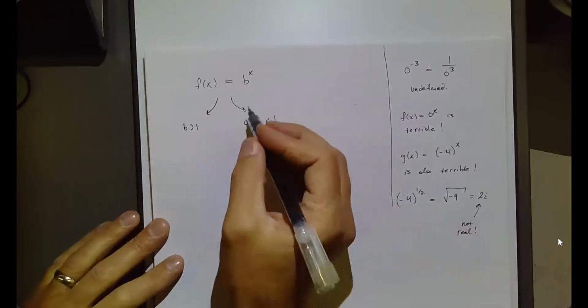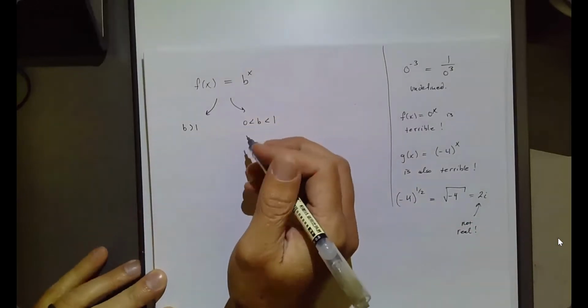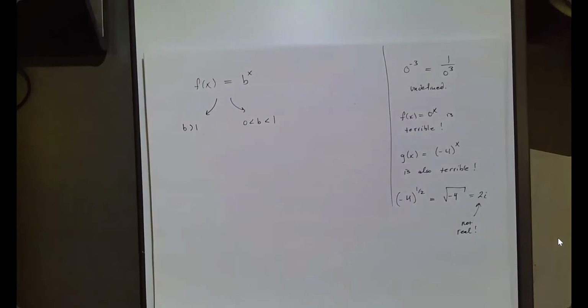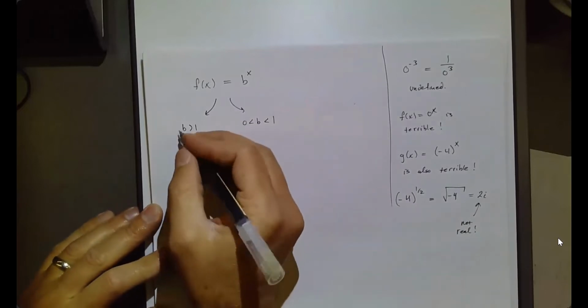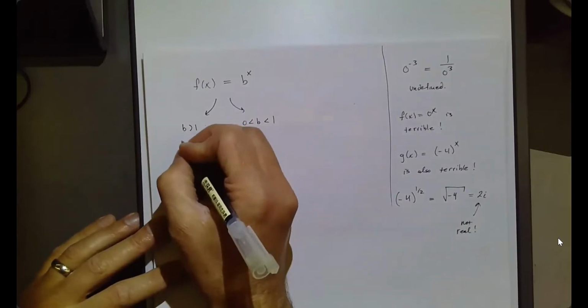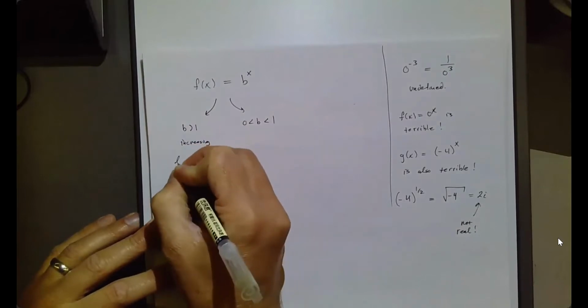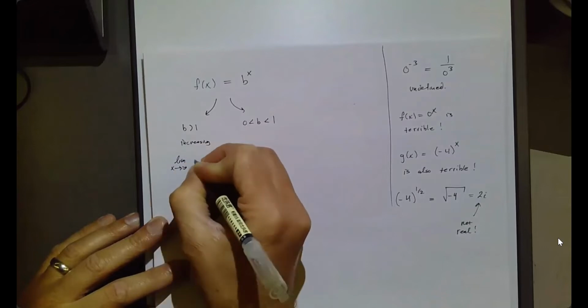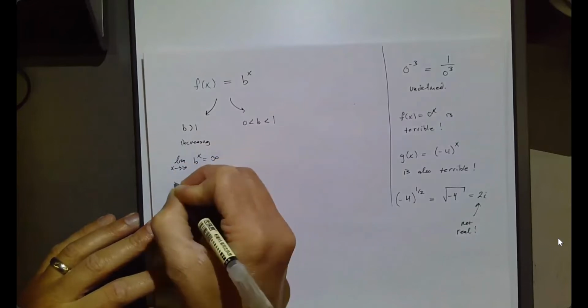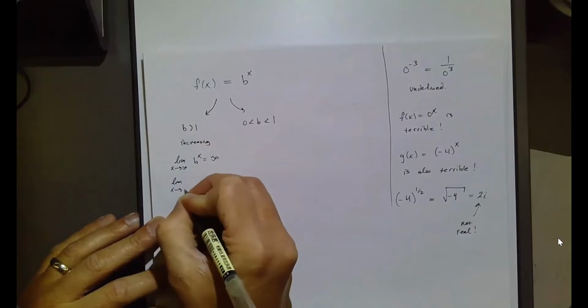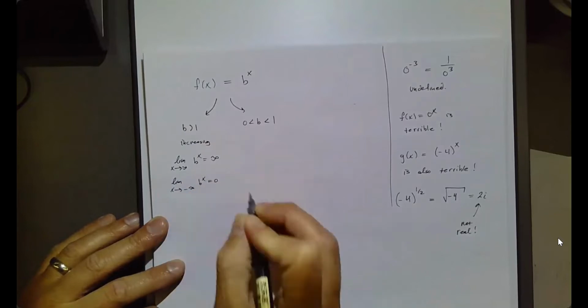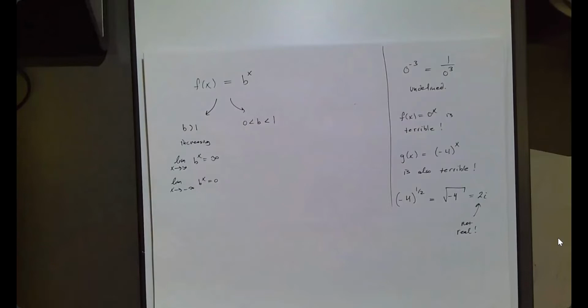So our bases should be positive, not 0, and not 1 because 1's boring. Totally fine. If your base is larger than 1, it's an increasing function. The limit as x goes to infinity will be infinity, and the limit as x goes to negative infinity will be 0. Which again, if you just think about it, if it's increasing, yeah, it's going to infinity that way, and it's going to 0 that way.